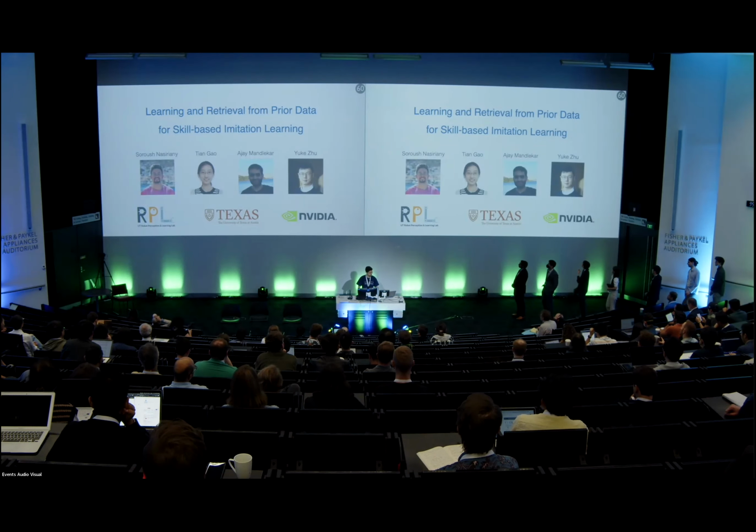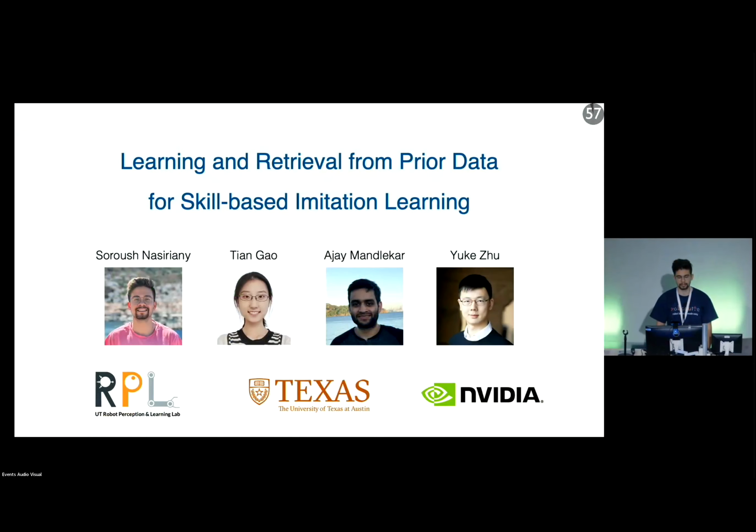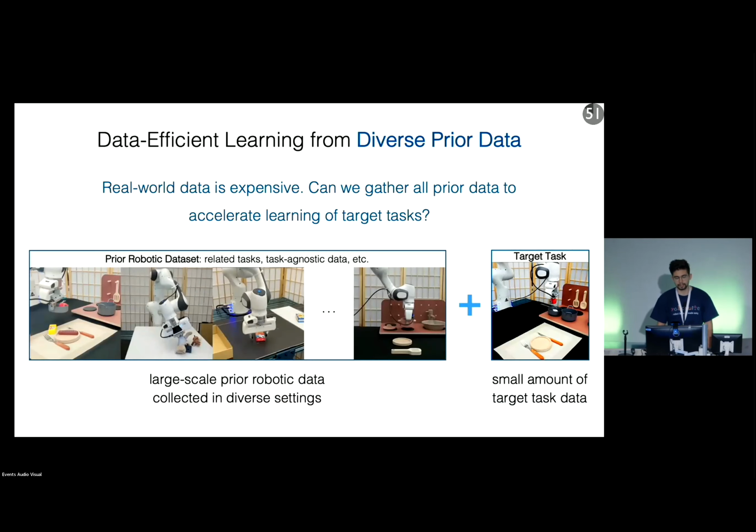Hi, my name is Suresh Nasriani, and I'll be presenting our work on learning and retrieval from prior data for skill-based imitation learning. Imitation learning is a promising way to learn new tasks, but collecting data for each new task is expensive. In this work, we ask, how can we reuse prior robotic datasets to accelerate learning on novel target tasks?